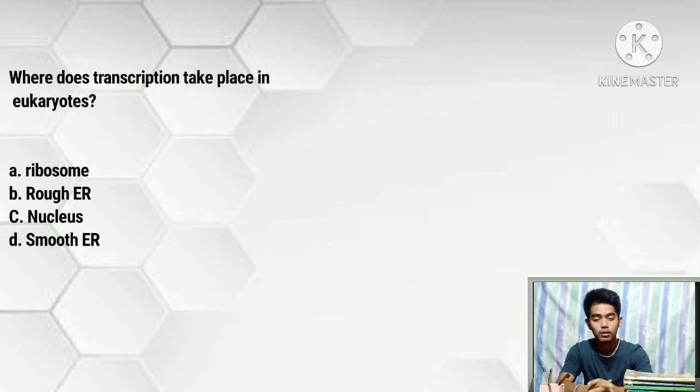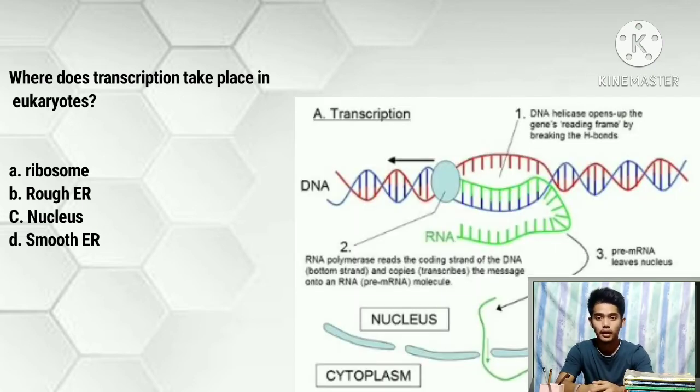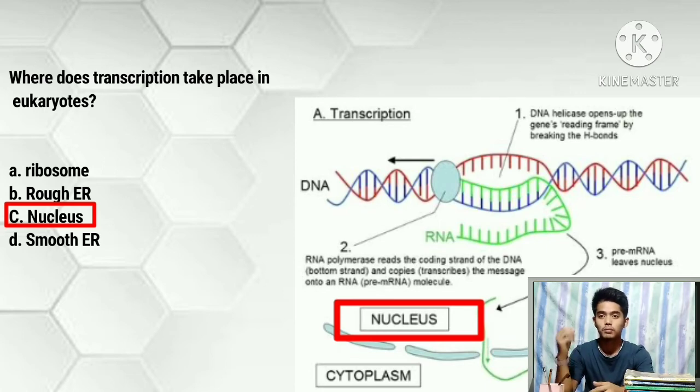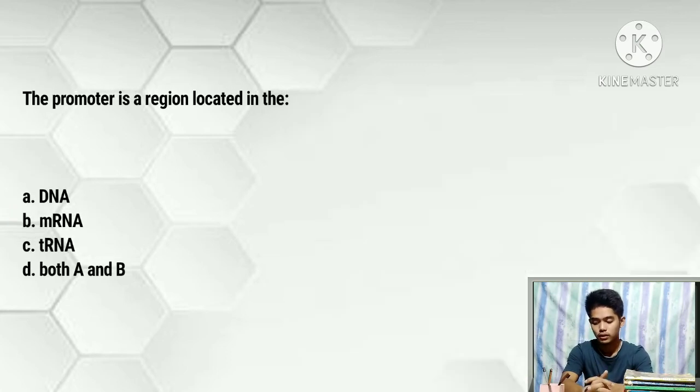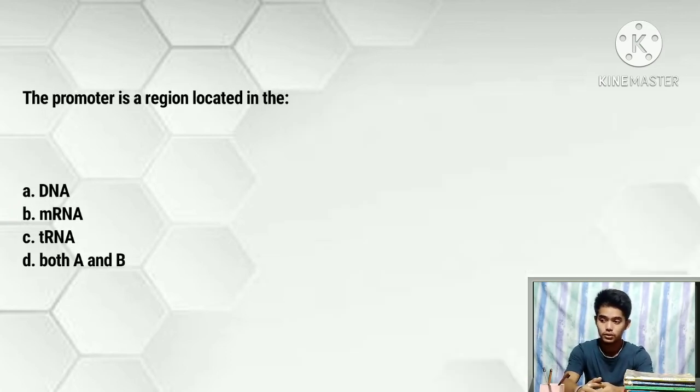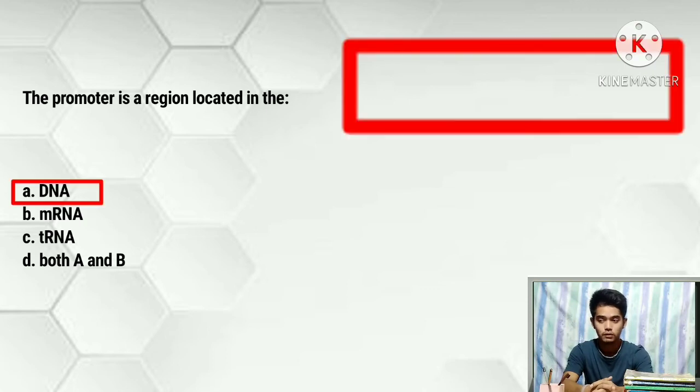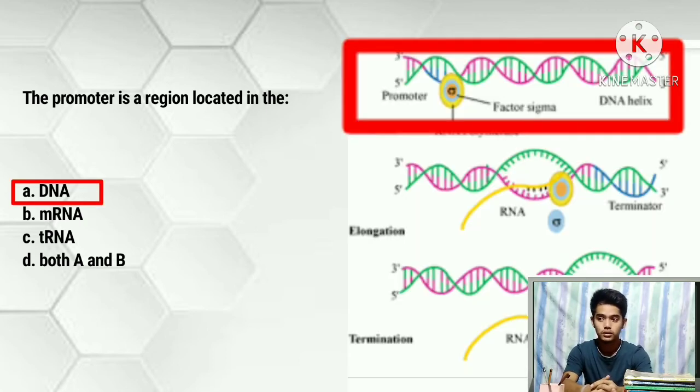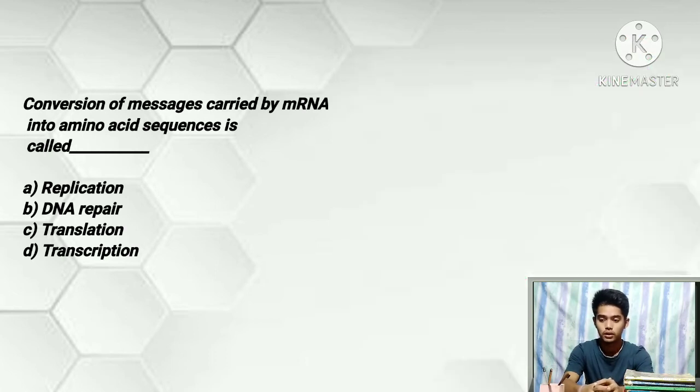Remember that in eukaryotic cells, transcription takes place in the nucleus, while translation happens in the ribosomes. The promoter is a region located in: A, DNA; B, mRNA; C, tRNA; D, both A and B. The correct answer is DNA. Remember that it occurs when the enzyme RNA polymerase binds to a region of a gene called the promoter.